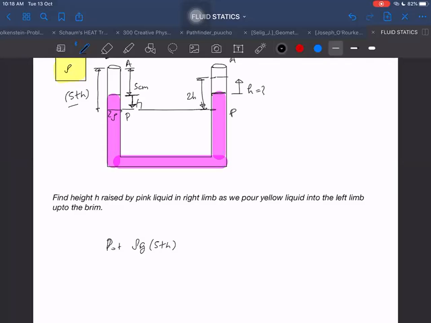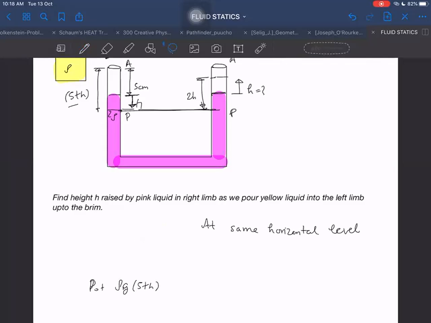And at the same horizontal level, within the same liquid, pressure will be same. At the same horizontal or apparent horizontal level. Depends. If it is not accelerating, then horizontal. If accelerating, then apparent horizontal level. Within the same connected liquid.